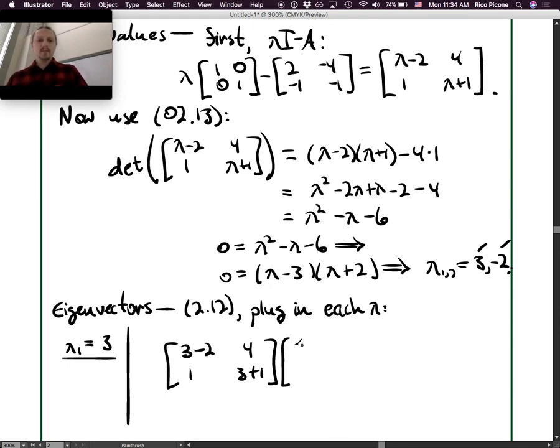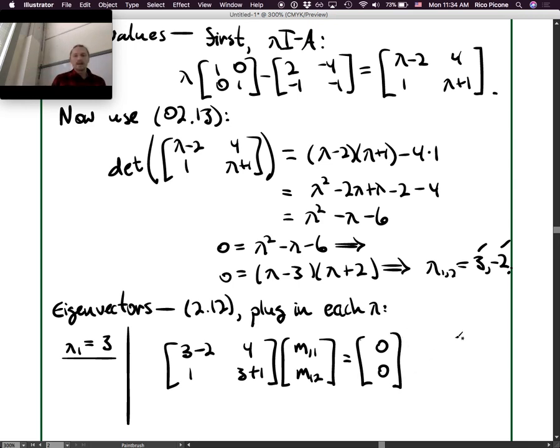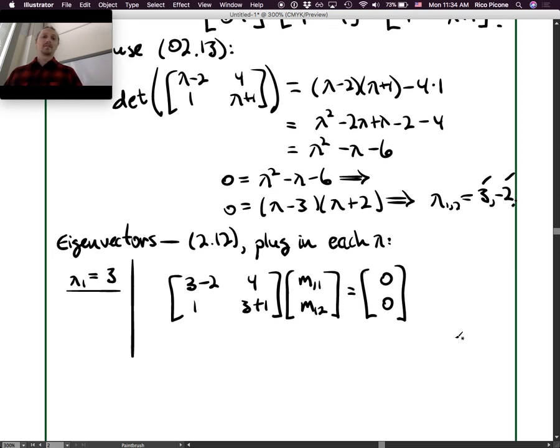And we could just write M here, but I think it is helpful to actually expand that out. So we're working with M1, right? So M1 and then the first element, and then M1 and then the second element. So we're going to just go ahead and write out the two unknown elements of the eigenvector. That has to be equal to, according to equation 2.12, the 0 vector, which is 0 and 0. So this defines a linear system. But actually, there are going to be multiple solutions to this linear system because we plugged in an eigenvalue. It always happens.